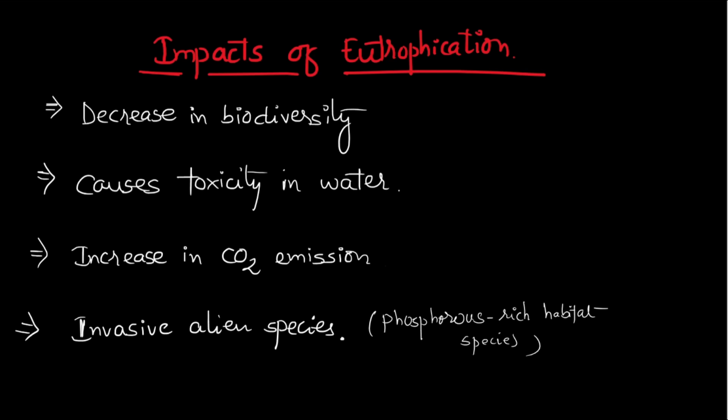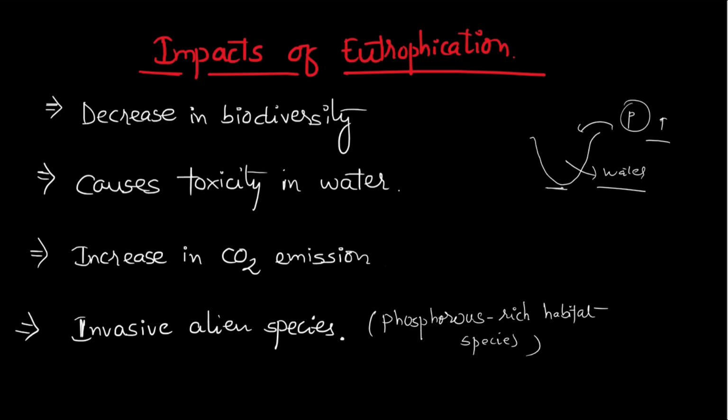Now one more impact is invasive alien species. Now how exactly does this occur? Let us see. So this is the pond. This is the water body. Now in the water body, there were previously the normal species present. Now as the amount of phosphorus shoots up due to the excess fertilizers present in the water, the water has more phosphorus in it.